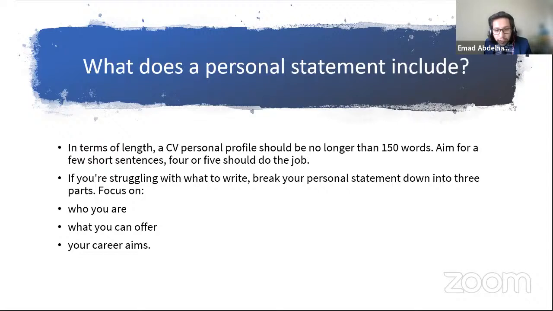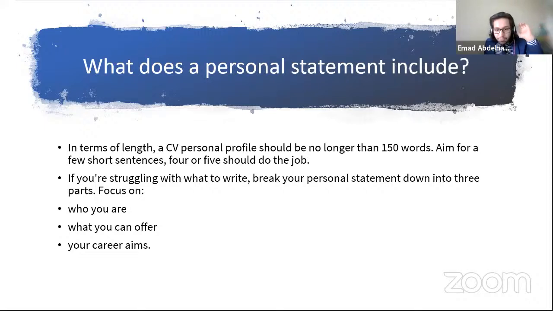Other questions? Can you give some examples? Yes, I will. I'm not sure I have examples of this one. Let me think. Well, that would depend on who you are. So I don't have one now, but I can look for one for you during the break time, and then I can share it with you before the end of the session. But simply a short one, less than 150 words: who you are, what you can offer, and your career aims.